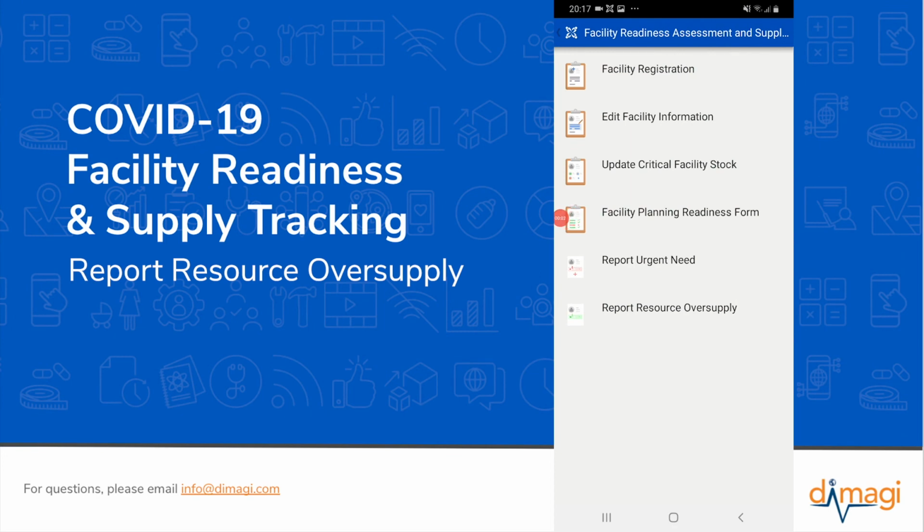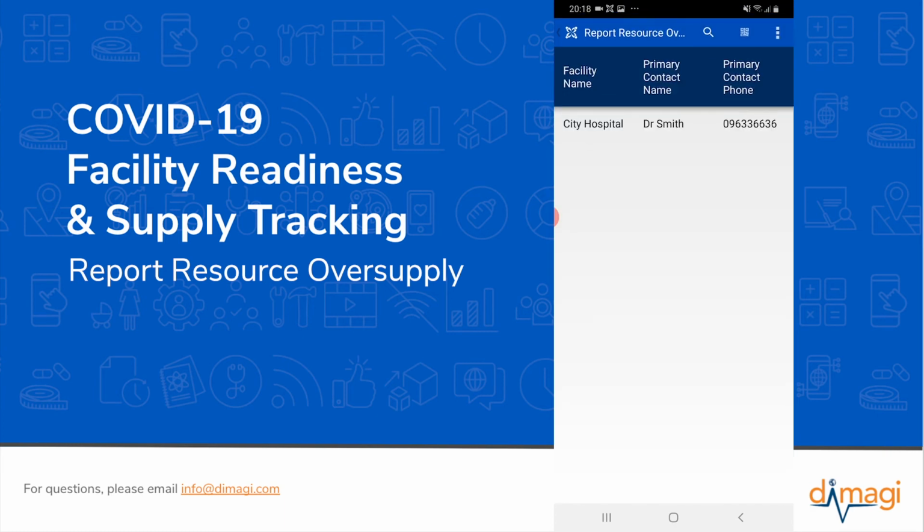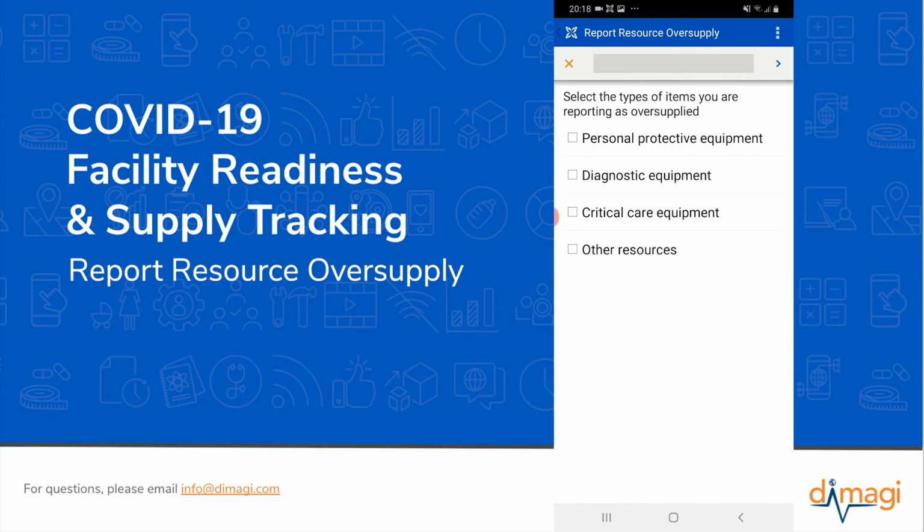In a very similar way, if while completing the critical facility stock, it is noted that there is a large oversupply of a resource, the report resource oversupply form can be submitted. This works in a very similar way to the report an urgent need.